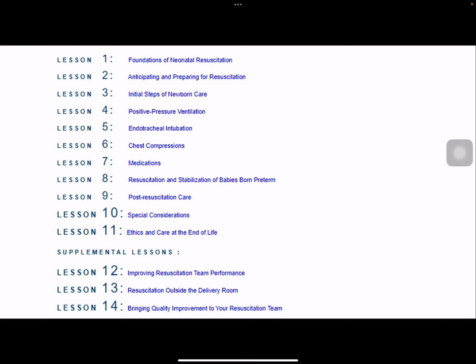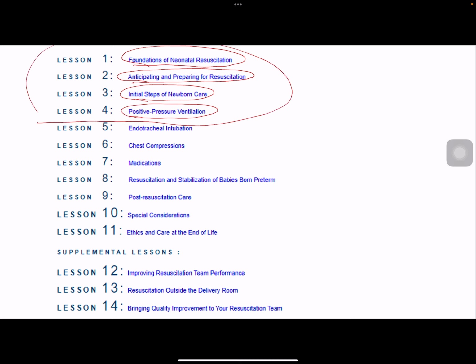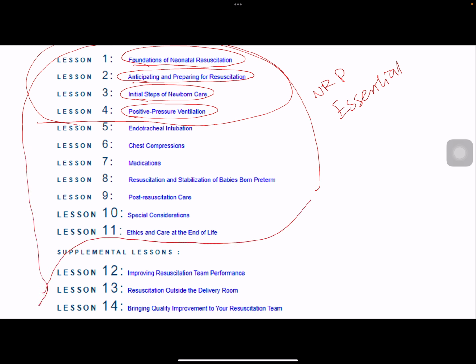Lesson 1 is called Foundation of Neonatal Resuscitation. Lesson 2, Anticipation and Preparing for Resuscitation. Lesson 3, Initial Steps. Lesson 4, Positive Pressure Ventilation. This is the cutoff for the NRP essential. And all this for the NRP advanced, until lesson 11.